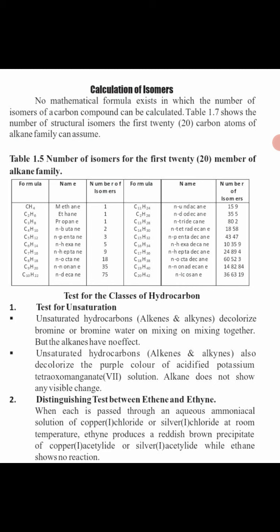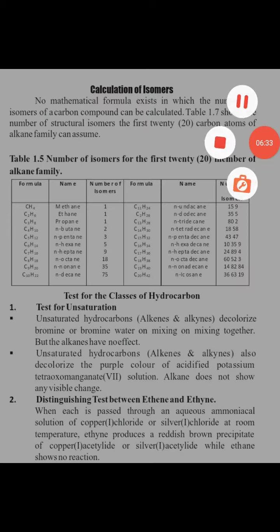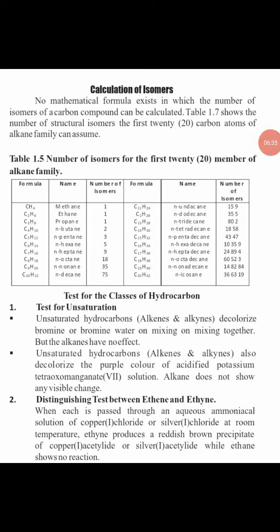While ethane shows no reaction. I think that's a mistake in the typing. There should be ethene, while ethene shows no reaction. So that's the difference to distinguish between an ethene and an ethyne. When you pass both of them into ammoniacal copper(I) chloride or ammoniacal silver(I) chloride at room temperature, ethyne will always produce a reddish brown precipitate, while ethene will not.